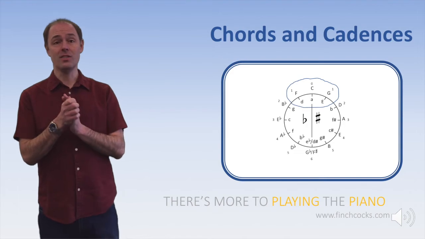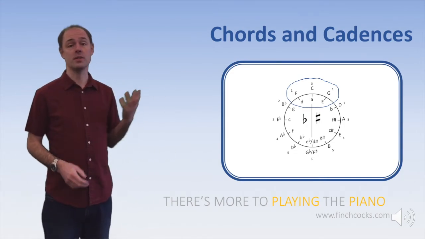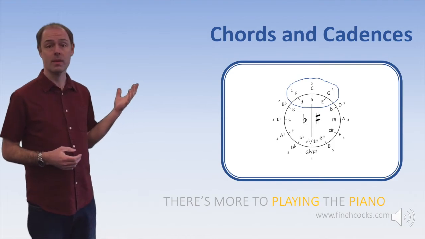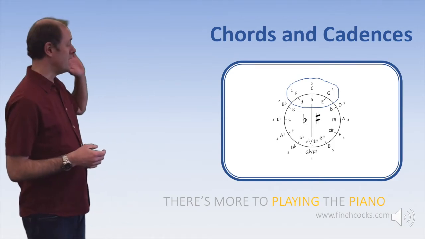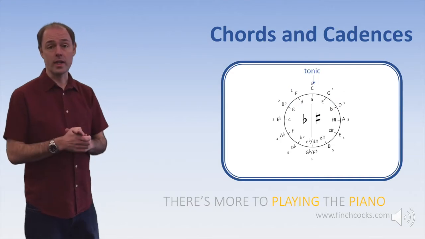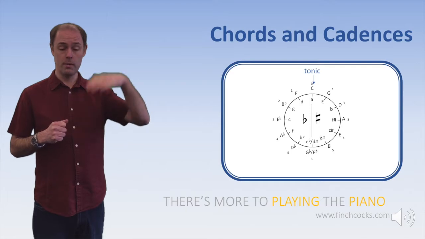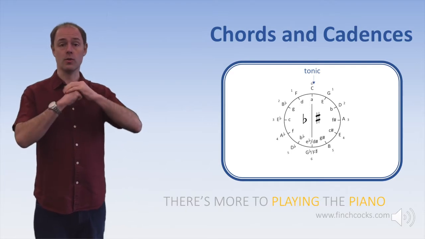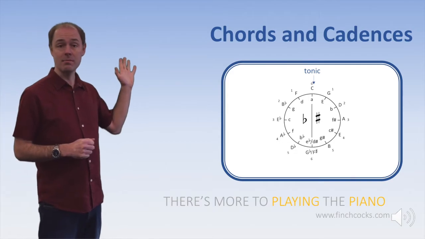Now, in the last video, I mentioned that these 6 chords are closely related to one another. And we have names for those relationships. If we say that C is the tonic, that means the home note, do, do, re, mi, re, do. The home note is called the tonic. That's the key we're in. Let's say we're in C.